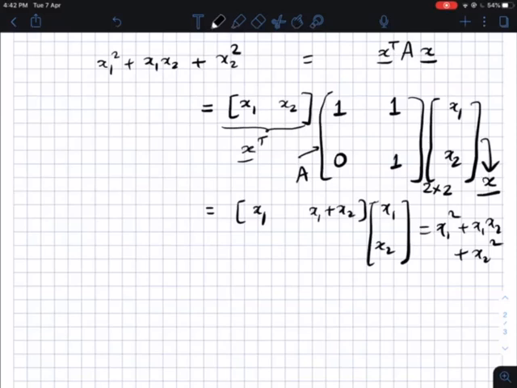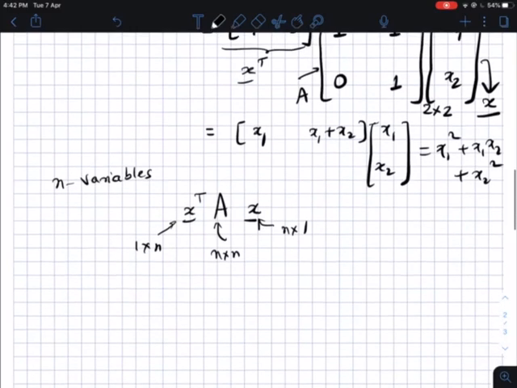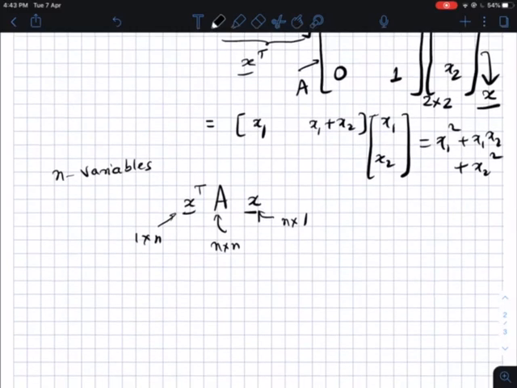In general, when you have n variables, hopefully we will be able to write any quadratic form as x transpose Ax, where A is an n cross n matrix, x is an n cross 1 vector, and x transpose is obviously the transpose of x, a 1 cross n vector. The matrix multiplication has to be compatible, and that is how we decided that it has to be n cross n. Overall it computes to a 1 cross 1 matrix, or a scalar.